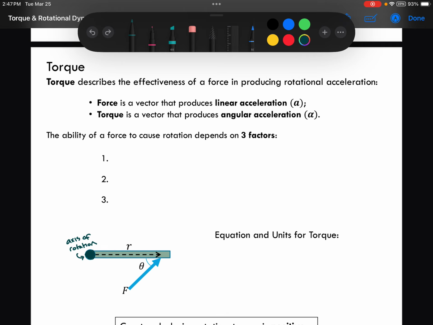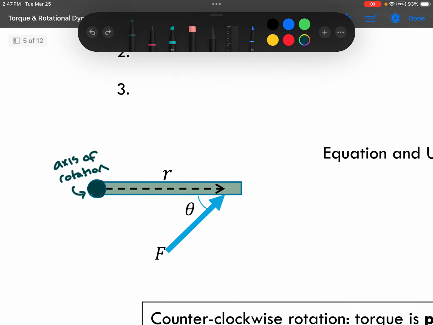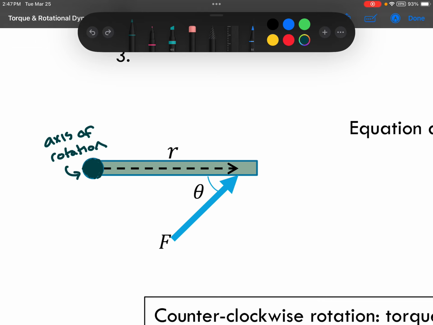So essentially, we can think of torque as a force that causes rotation. So force is a vector that produces linear acceleration a, and torque produces angular acceleration alpha. And there are three factors that determine how much torque is produced. Before we look at that, I want to look at the visual down here, and this is going to help us define those three factors.